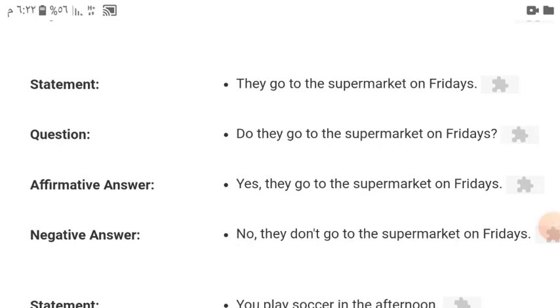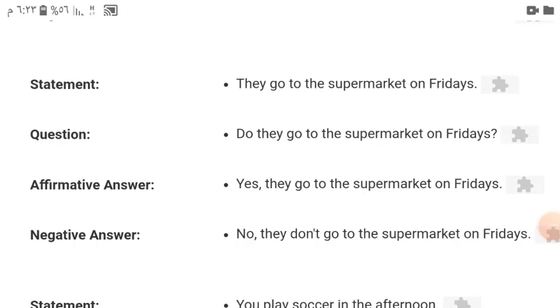Question. Do they go to the supermarket on Fridays? هل يذهبون إلى محل البقالة في أيام الجمعة؟ do تأتي في البداية ومن ثم الضمير وهو الفاعل هنا، ونلاحظ أيضا go الفعل يكون في المصدر أي بدون إضافات. Affirmative answer إجابة بالإثبات Yes, they go to the supermarket on Fridays. أجل، هم يذهبون إلى محل البقالة في أيام الجمعة.